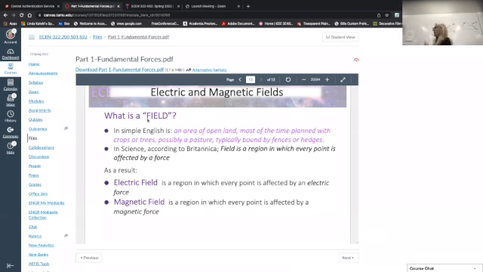Now, there is another thing that we want to remember, because a lot of times you're going to hear electric field, you're going to hear magnetic field, and you're going to hear electromagnetic. So let me ask you this. You have probably heard all of these terms. Are those similar in nature, or are they different? What do you think?